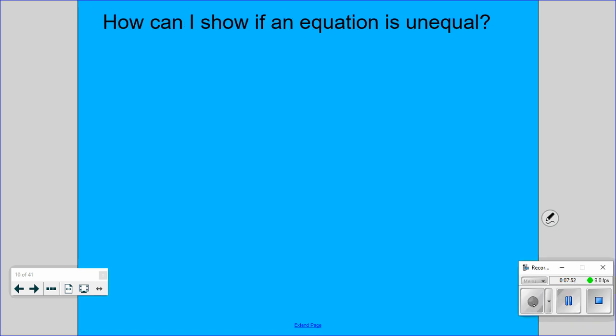We're definitely used to the equal sign. We use it a whole bunch. But what do we use if an equation is unequal? That prefix un, we've talked about that before. It doesn't mean opposite, it means not. It means not. You can think of it like an opposite, but it means not.